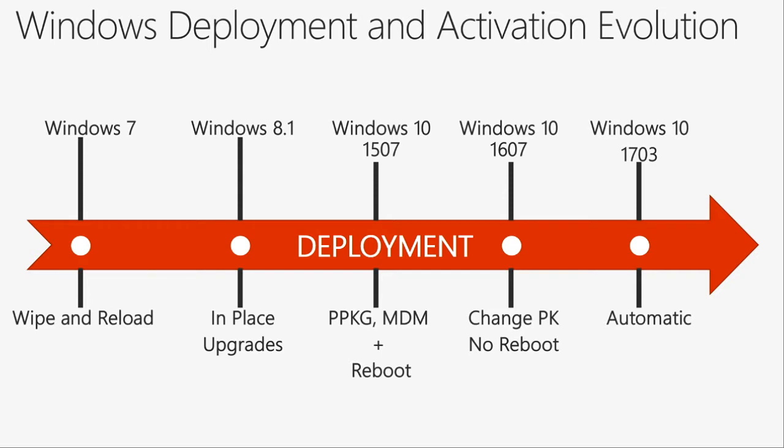So the next logical step is, now that we have this ability to switch back and forth pretty easily, how do we make that automatic? And that's what we wanted to work on with Windows 10 1703 and Windows 10 subscription activation, to be able to leverage Azure Active Directory and license assignment the same way that you would do Office 365 and EMS.